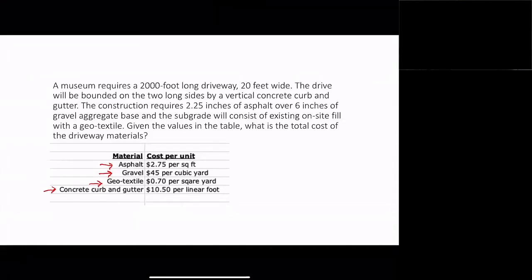So what do we have? The asphalt is $2.75 per square foot. I'll put all the dollars over here, and then I'll divvy up the row on the top to figure out how we got to each one. It's $2.75 per square foot. Now, we know that the driveway is 2,000 feet long and 20 feet wide. So we have 40,000 square feet.